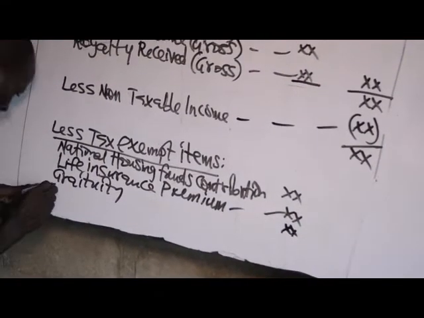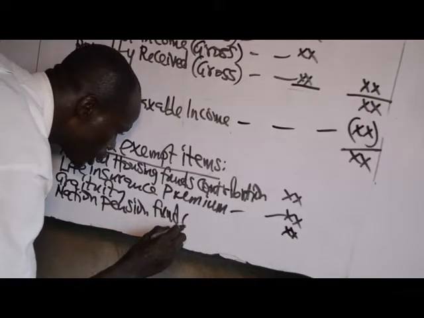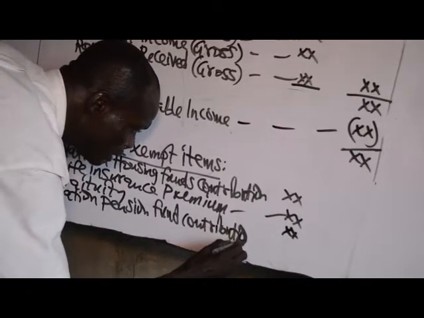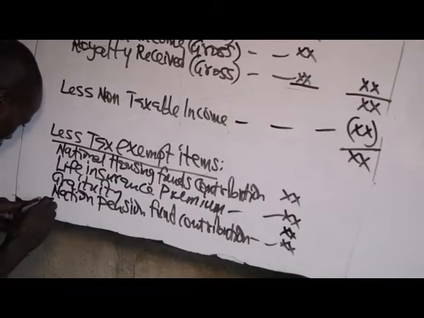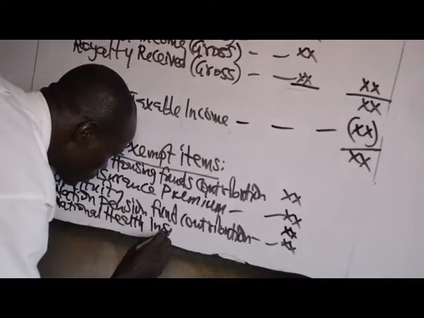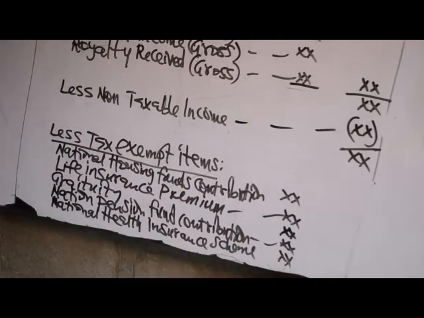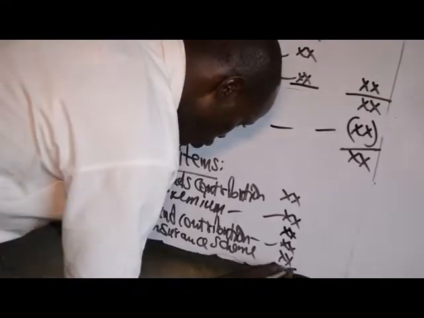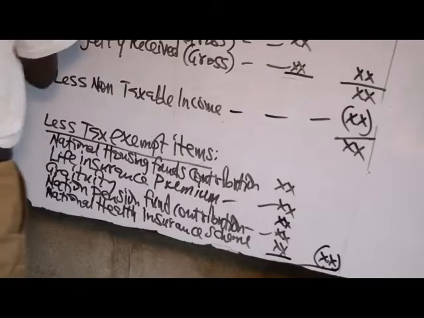We also have National Pension Fund contribution. All this has been explained. Then I also made mention of the National Health Insurance Scheme. So these are the five items I've mentioned. The total of these will be deducted. And when you deduct them, you arrive at the gross income.